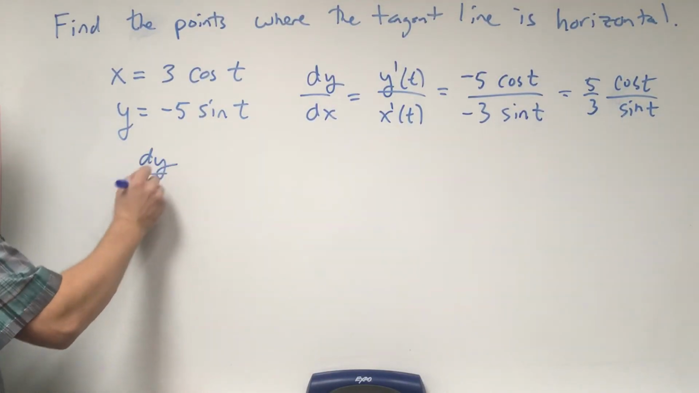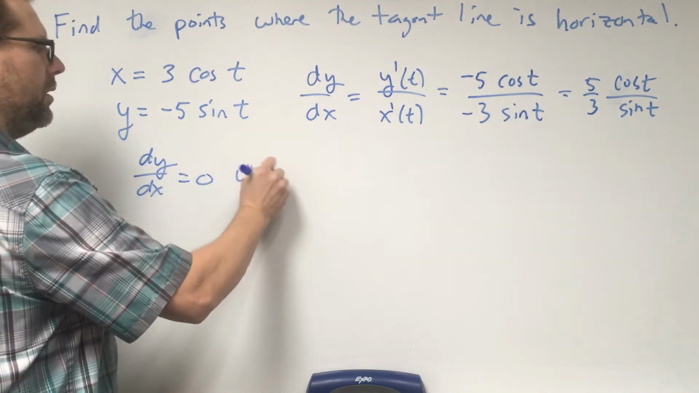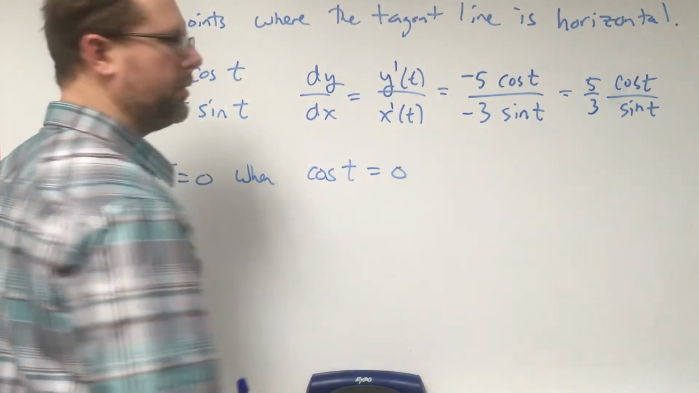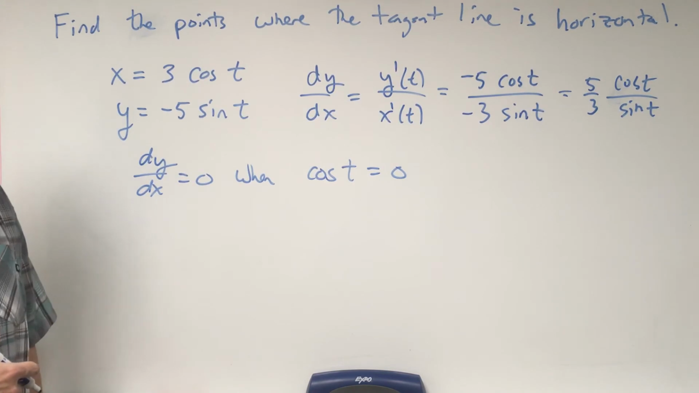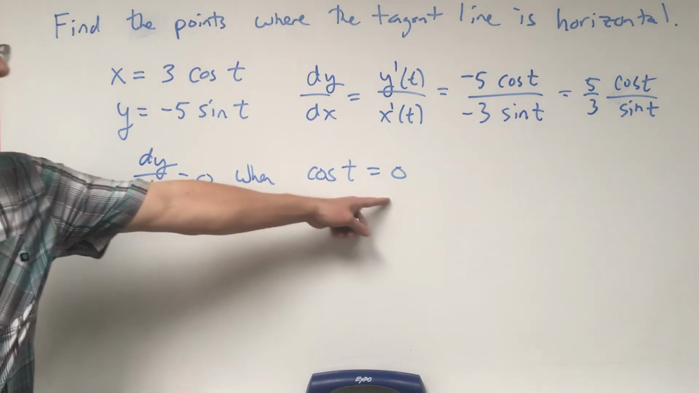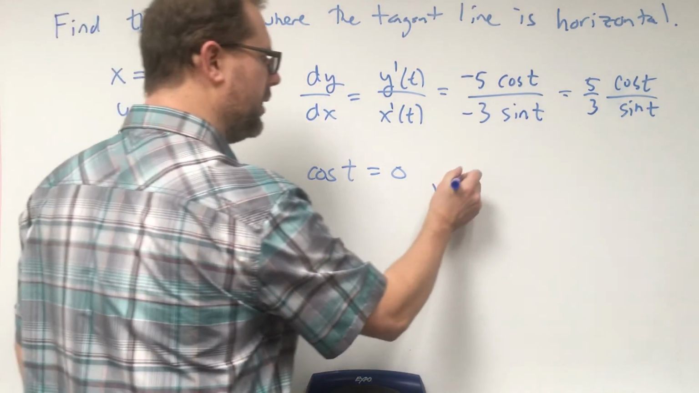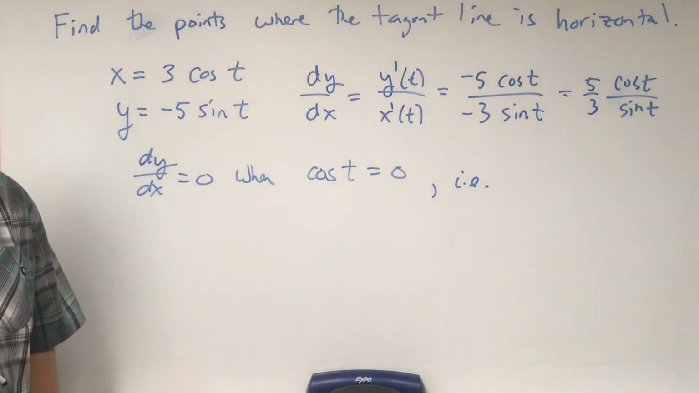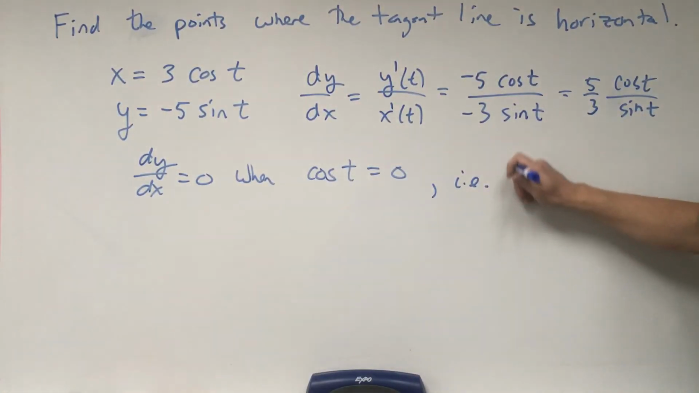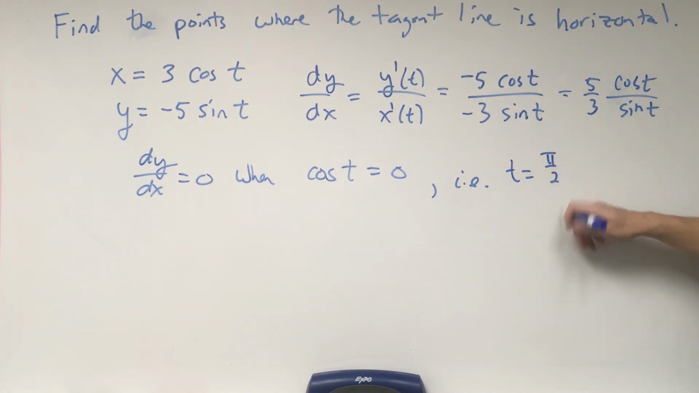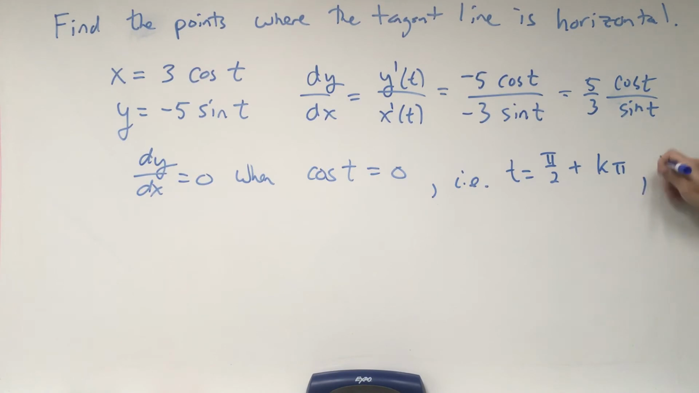So dy dx is equal to 0 when cosine t is equal to 0 because that's the numerator of that fraction. And we know that if cosine is 0, sine is not 0 by our Pythagorean identity. Cosine squared plus sine squared is 1. Cosine, whenever it's 0, will give us sine equal to plus or minus 1. So where is cosine t equal to 0? Well, that's precisely at pi over 2 and any shift of pi from that. So t equals pi over 2 plus k pi, where k is any integer.